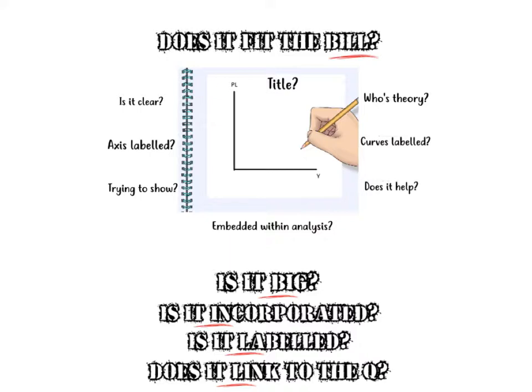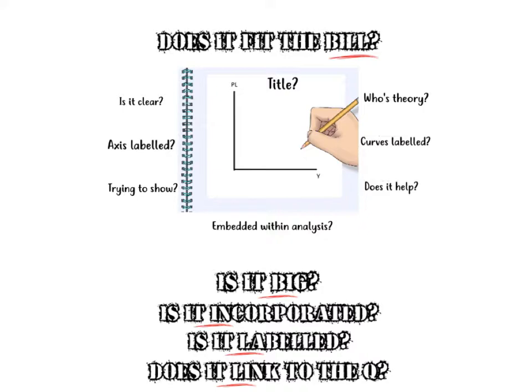Is it labelled? This is down to just sheer laziness, I'm afraid, but it happens. You have to make sure that everything you put in your diagram is labelled. If it's a shift, you have to refer to what has happened to national income or output, what has happened to the price level. You have to label absolutely everything that you've put in your diagram.